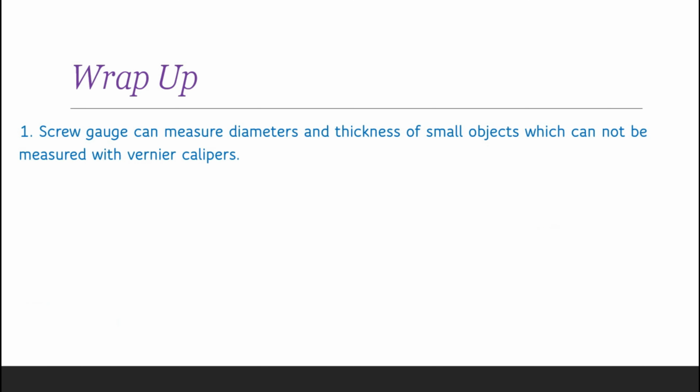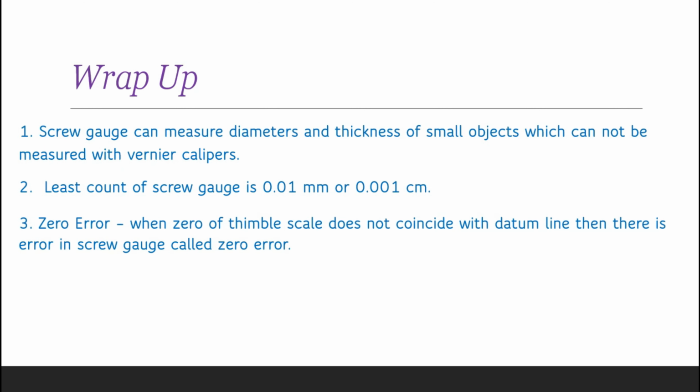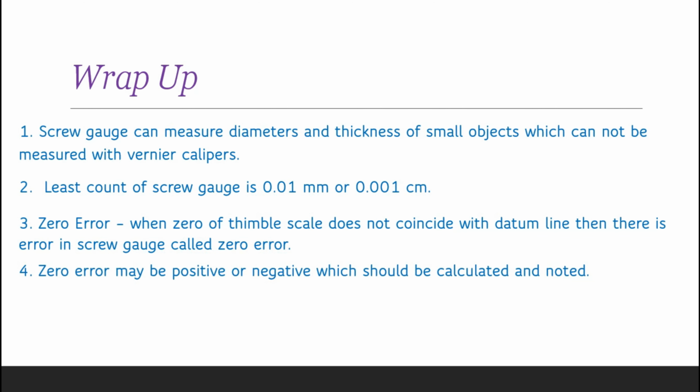So let's wrap up today's lesson. First, the screw gauge can measure diameters and thickness of small objects which cannot be measured with vernier calipers. Least count of this instrument is 0.01 millimeter, that is, it can measure the 100th part of a millimeter, or in centimeter it is 0.001 centimeter. Next, zero error. When zero of the thimble scale does not coincide with the datum line, then there is an error in the screw gauge called zero error. Zero error may be positive, it may be negative, and in both cases it should be calculated and noted in advance, which will be used.